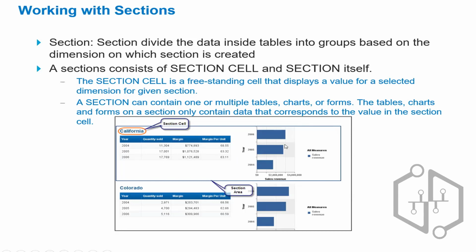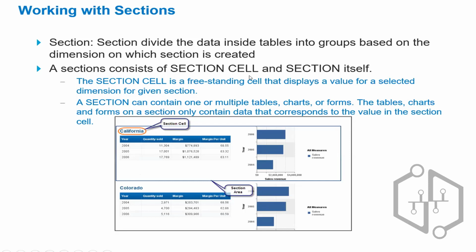We can also add one more table and one more chart here, so that per section we can see the data. It is like a group by. So all this data is grouped for the California state, and this is for Colorado. In this way we can create sections to segregate data into groups based on the dimension we create the section on.